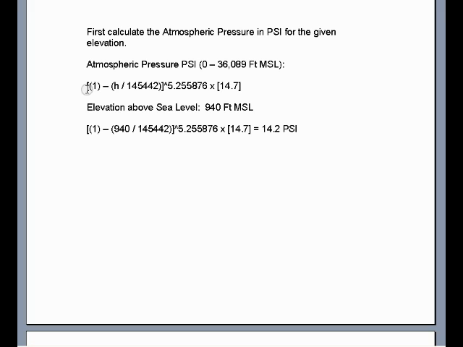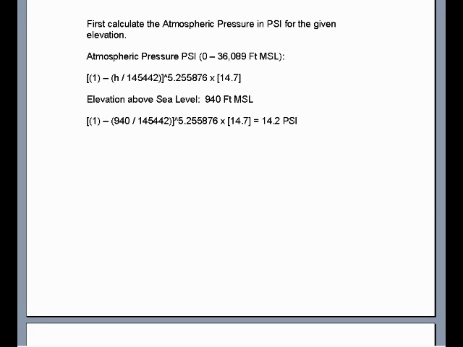You can use this formula to mathematically calculate the atmospheric pressure in pounds per square inch. All you do is take the elevation above sea level, divide it by this value, and then subtract it from 1, and then this whole quantity, you then take it to the 5.255876 power. When you're done, you're going to get a coefficient. You multiply that times 14.7, and that translates to an accurate mathematical calculation: when at 940 feet above sea level, an atmospheric pressure of 14.2 psi will exist.